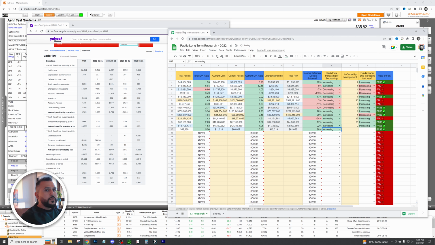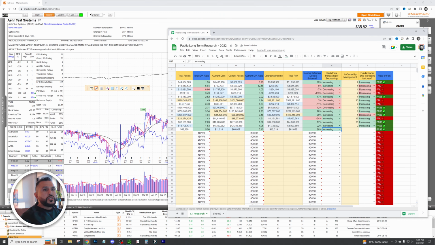Now we're going to look at percentage owned by management, and to do that, we're going to jump back to MARKETSMITH right here. This tool is telling us management owns 11%, which is usually a little bit higher than what we're used to seeing, but that's a great figure.